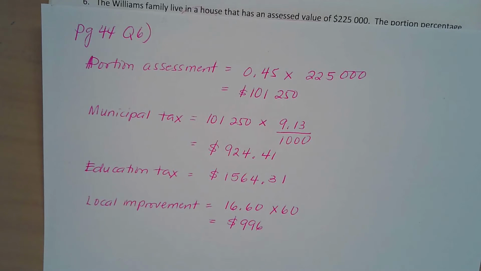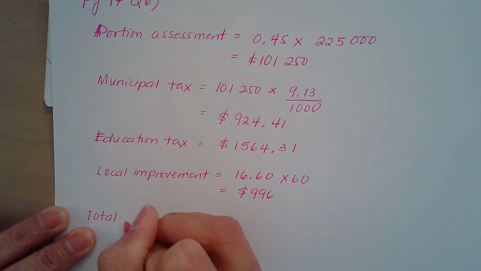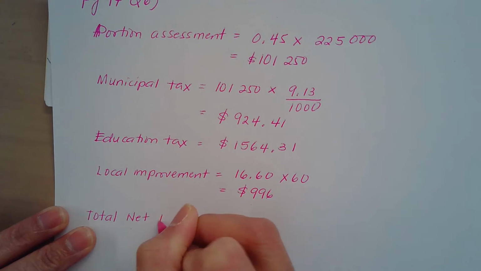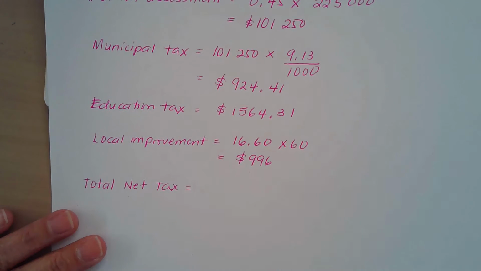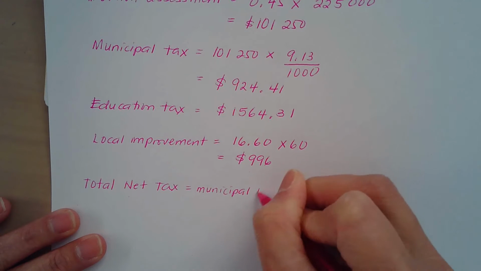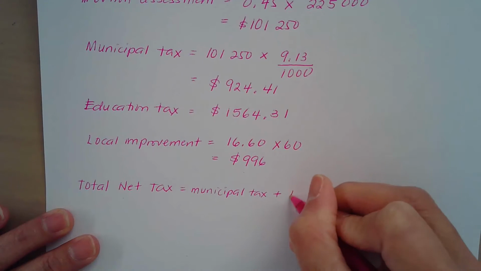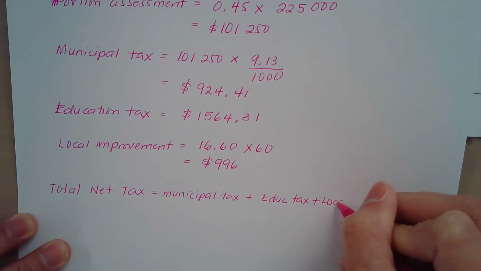Now we have the portion assessment, which is the very first thing we have to calculate if it's not given to us. We did the municipal tax, education tax, and local improvement. Now here's the net taxes, or total taxes. How much is it all in all? That's our municipal tax plus education tax plus local improvement.